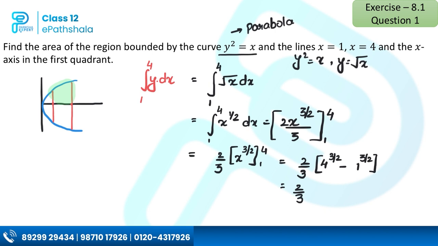Hence 2 by 3. Now 4 to the power of 3 by 2. First we will find 4 to the power of 3. That makes 4 4s are 16, 16 4s are 64 and 64's square root is 8. So therefore 8 minus 1. This we will get as 2 by 3 into 7, or 14 by 3 square units. Please don't forget the unit.